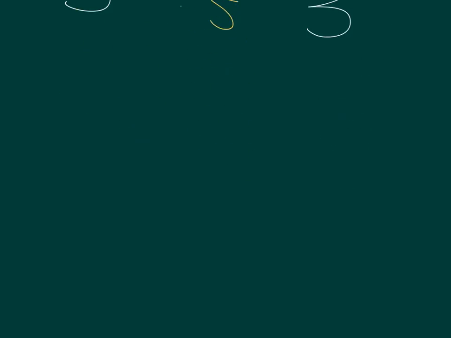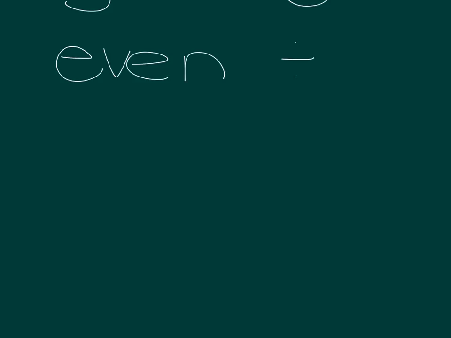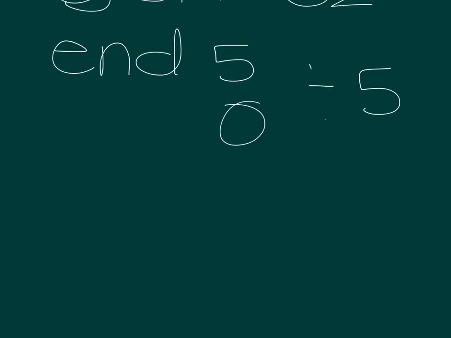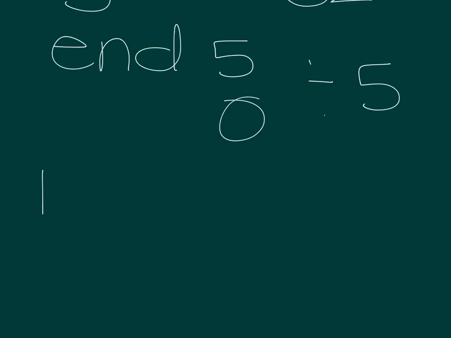Some hints and tips that I want you to look at: if the number is even, you can divide it by 2. If they're both even, we're talking about both numbers. If the numbers are both even, you can divide by 2. If they end in a 5 or a 0, you can divide them by 5.